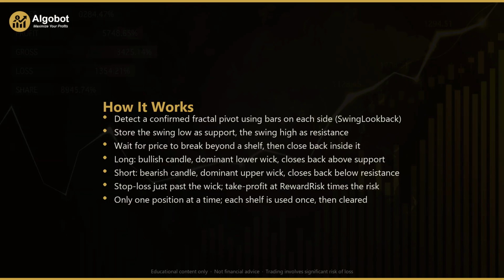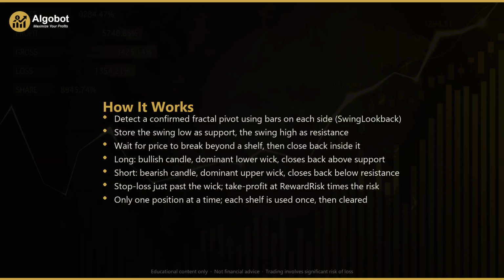The short setup is the mirror image. The signal candle must be bearish, closing below its open. Its high must poke up to or above the resistance shelf. Its close must fall back below that resistance. And the upper wick must meet the wick ratio threshold. When those align, the strategy signals a short entry at the bid price.